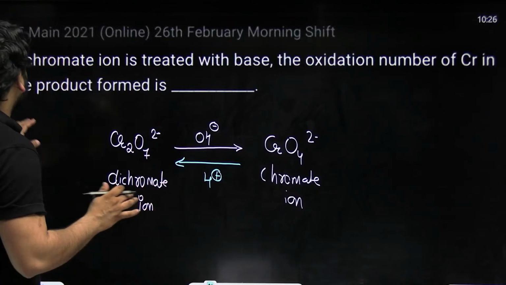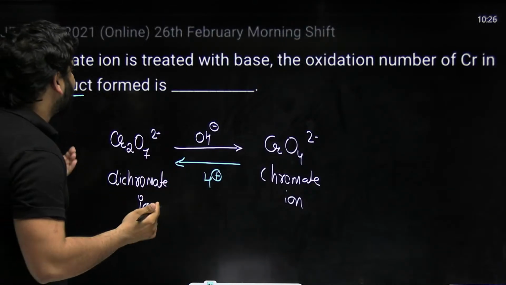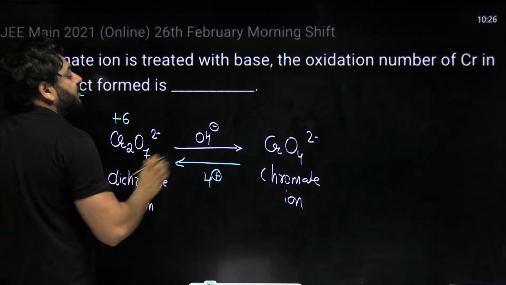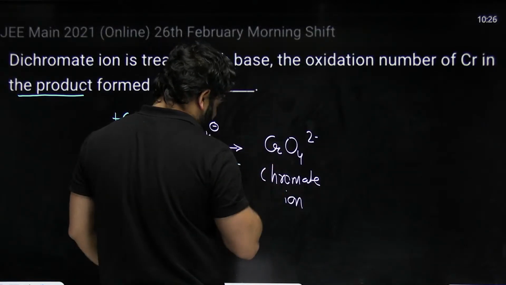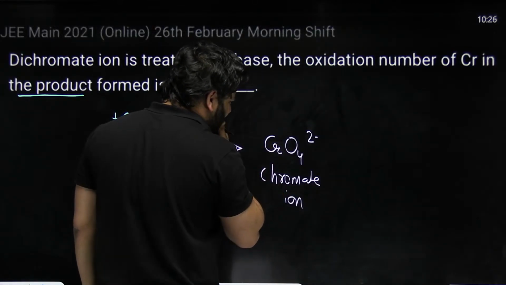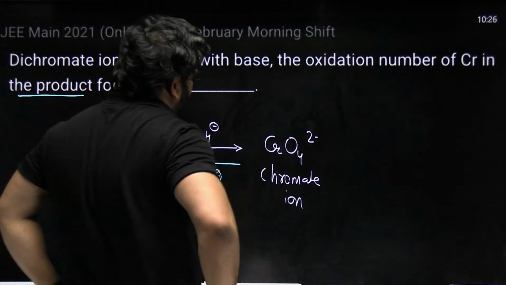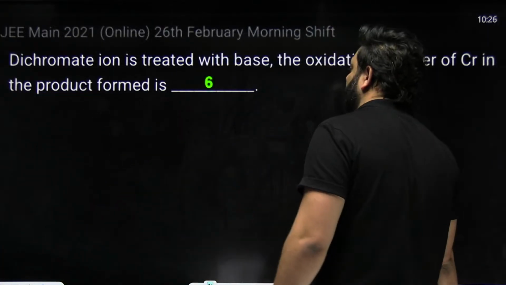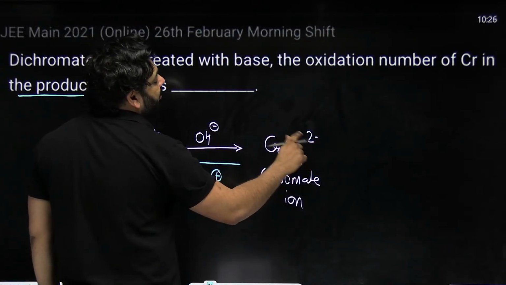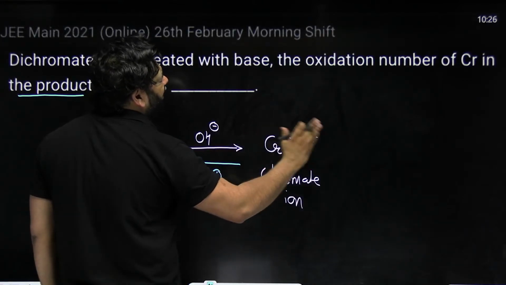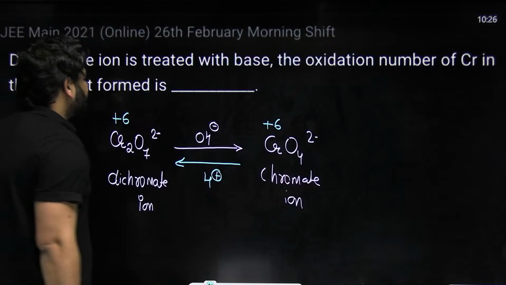The oxidation state of chromium in the product form. Now, can you find it? I know that this is positive 6 and this will be X. I don't think any oxidation state is changing here. Can I find the correct answer here? 6 is the correct answer. I think we did it correctly. X minus 8 is equal to minus 2, X is equal to 8 minus 2, that is positive 6. The oxidation state is the same.